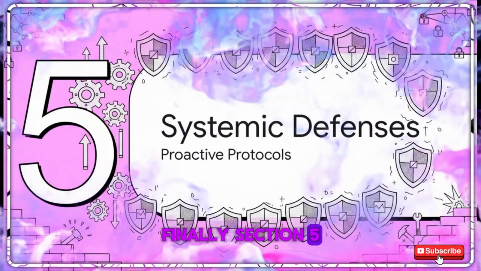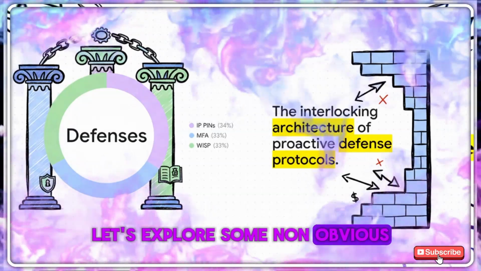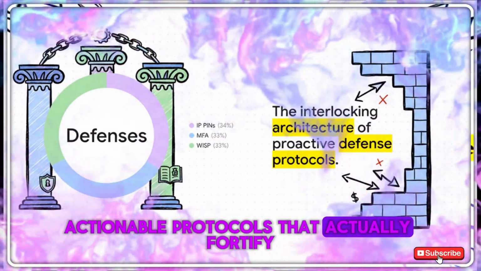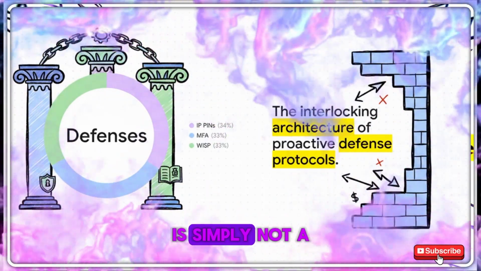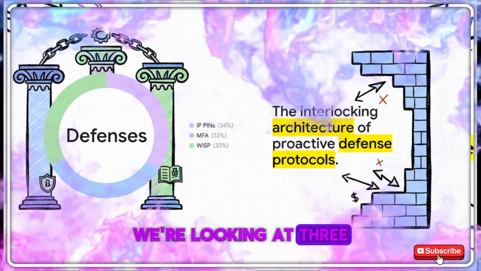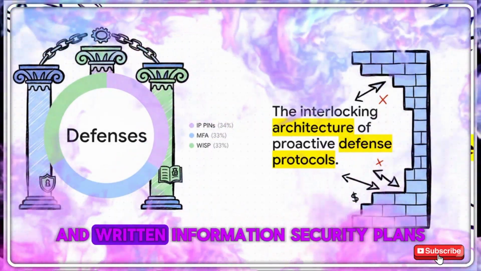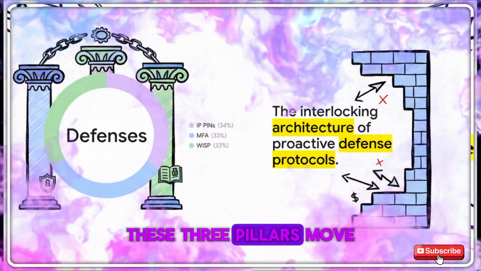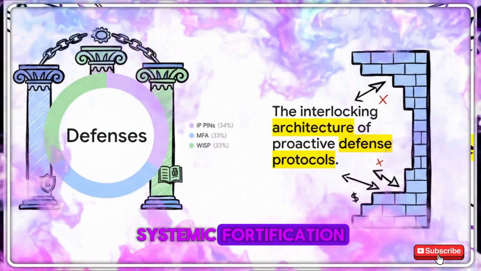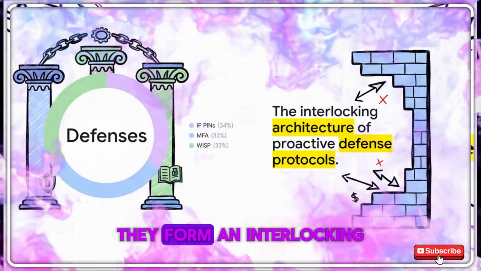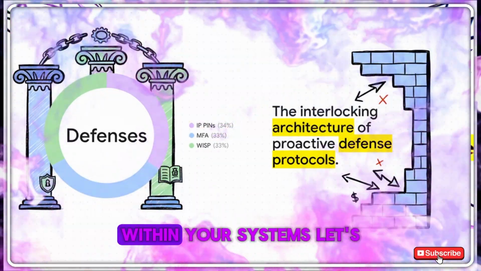Finally, Section 5, Systemic Defenses and Proactive Protocols. Let's explore some non-obvious, actionable protocols that actually fortify against these systemic breaches. Because, let's be real, hoping you aren't targeted is simply not a valid security strategy. We're looking at 3 structural pillars: identity protection PINs, multi-factor authentication, and written information security plans. These 3 pillars move defenses from passive, reactive observation to proactive, systemic fortification. These aren't merely IT suggestions. They form an interlocking architecture of defense that mathematically degrades an attacker's ability to operate within your systems.